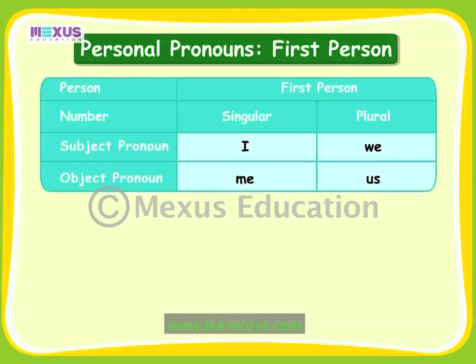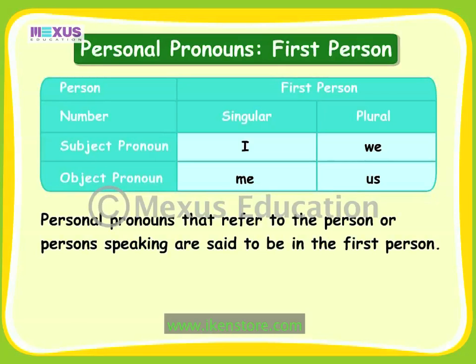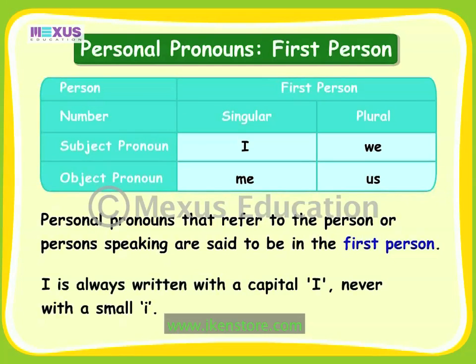Let us study the table of personal pronouns in the first person. Personal pronouns that refer to the person or persons speaking are said to be in the first person. The personal pronouns I and me are singular in number. The personal pronouns we and us are plural in number. Remember that I is always written with a capital I, never with a small i.